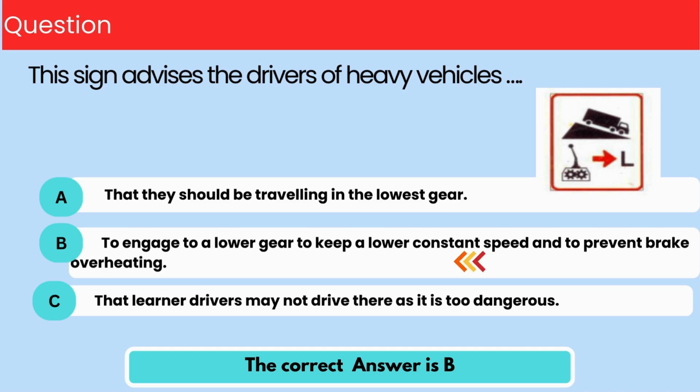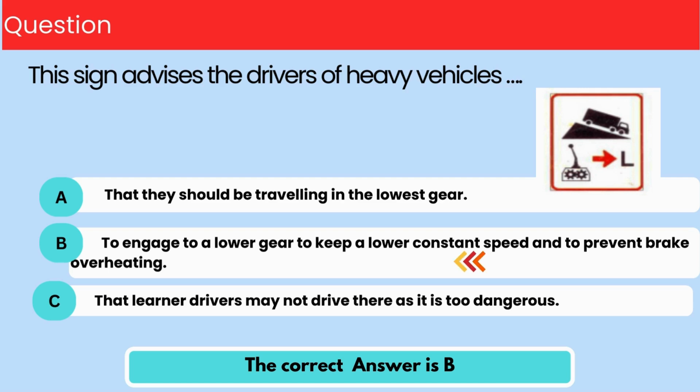This sign advises drivers of heavy vehicles, specifically on the left-hand side of the road, that because of a steep descent, they should engage a lower gear. Engaging a lower gear helps control the vehicle's speed while descending and prevents the brakes from overheating.